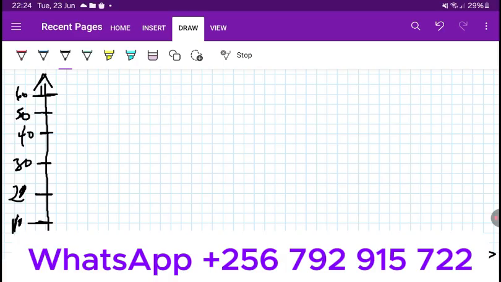Maybe that could be 1, 2, 3, 4. Then we skip 1, 2, 3, 4. We skip 1, say 1, 2, 3, 4. Then we skip 1, 2, 3, 4. That would be maybe enough.